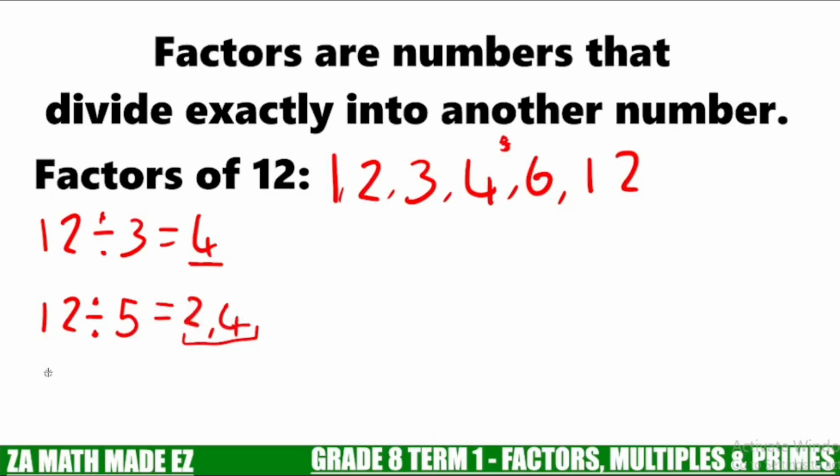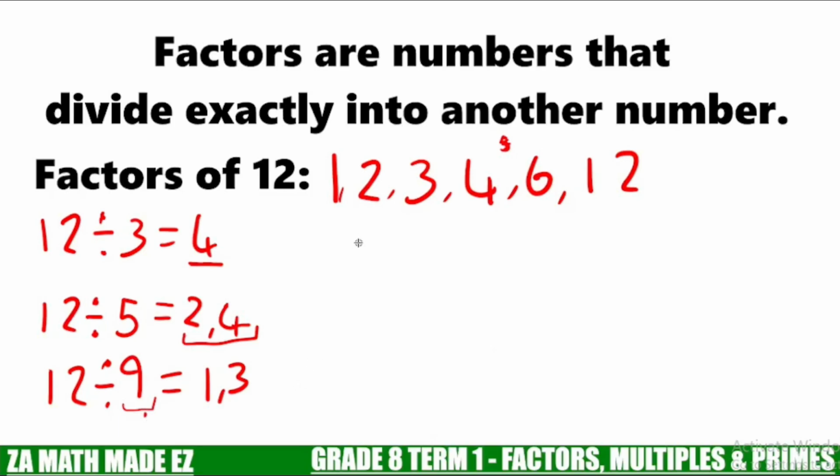Let's do another example. 12 divided by, what is not here? 9. 12 divided by 9 is equal to 1.3. This is also not a whole number, therefore it is not a factor. So 9 is not a factor.